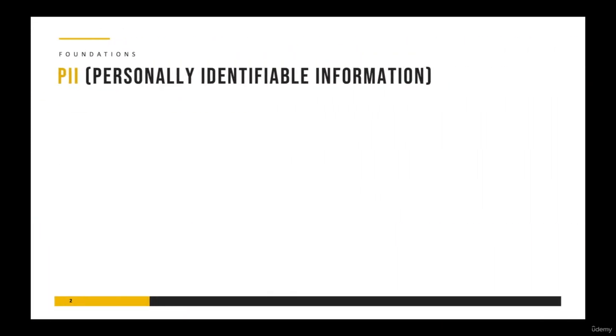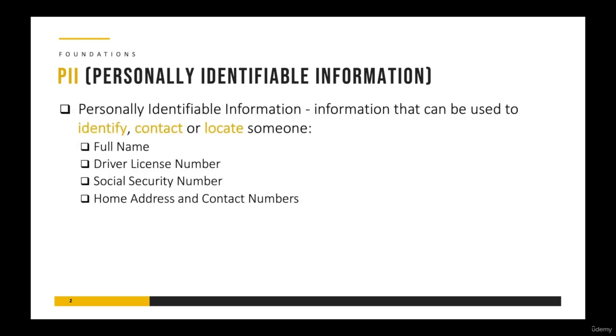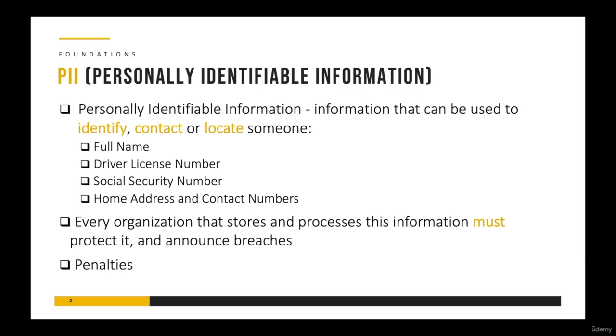Before we delve into details of compliance, there are some key terms which we must understand. The first of these is PII, or Personally Identifiable Information. This is information that can be used to identify, contact, or locate someone, and it includes things like full name, driver's license number, social security number, home address, and contact numbers. Any organization that collects, stores, and processes this information must protect it, and they are also obligated to announce breaches that pass a certain threshold. There are also some penalties that are applied for organizations that do not comply.